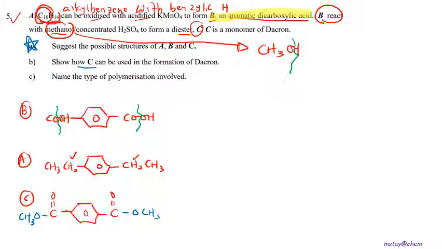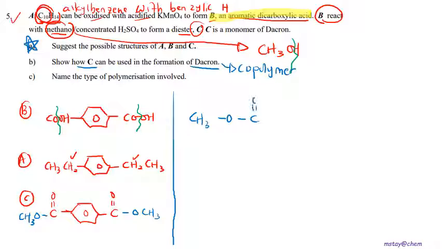So how can it be used in the formation of Dacron? As we know, we have this structure. Dacron is called a polymer. One of the monomers is the one that we just wrote over here: CH3O, C double bond O, benzene ring, and then C double bond O, OCH3.